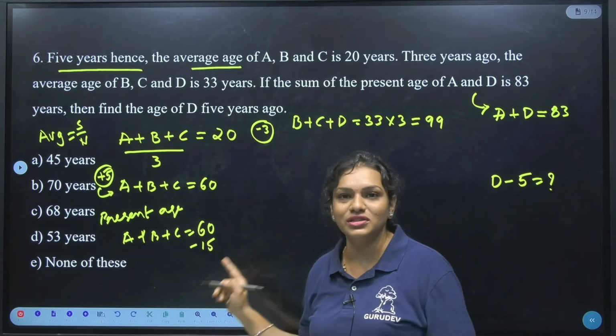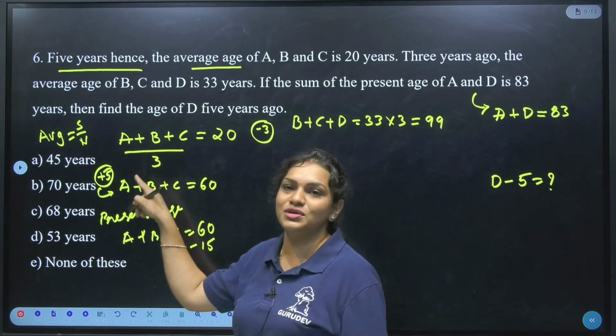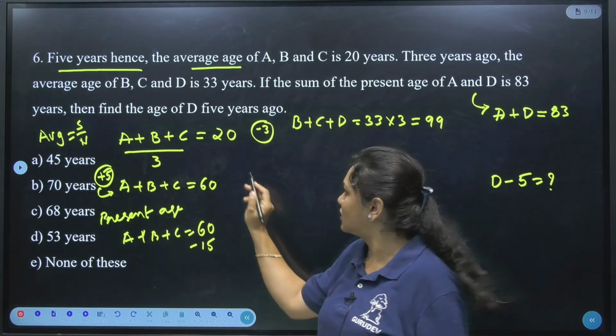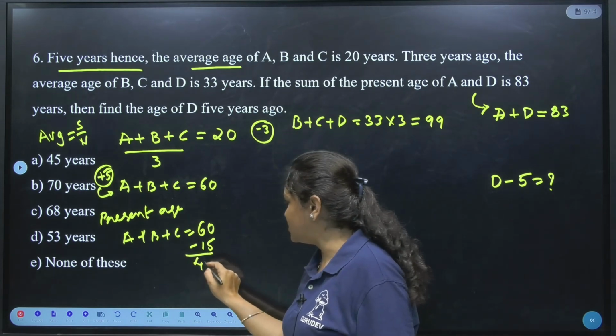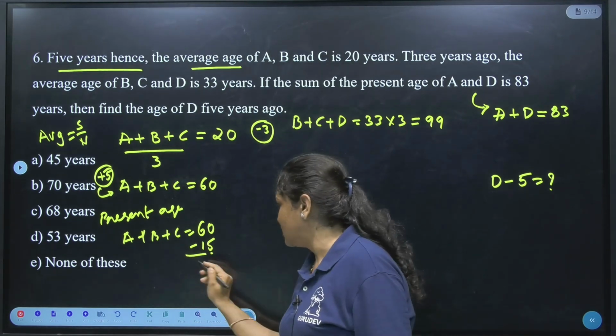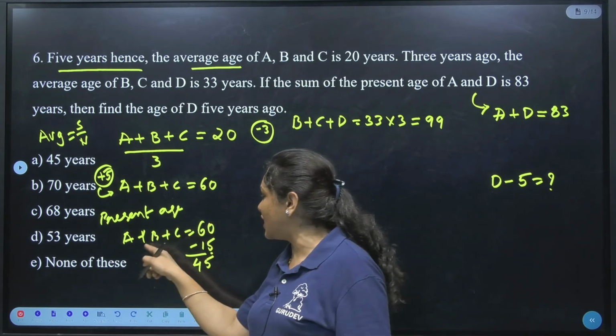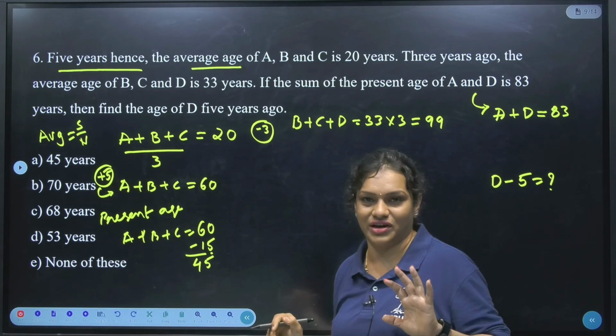Okay, you can do it this way, or else one more concept is also there, guys. Directly from this 20 you can take minus 5. That I'll also show you. Whichever you feel is easy, that you can follow, guys. So in this case, whatever percentage we are getting, A, B, C is how much we are getting? It is 45. Is it clear?